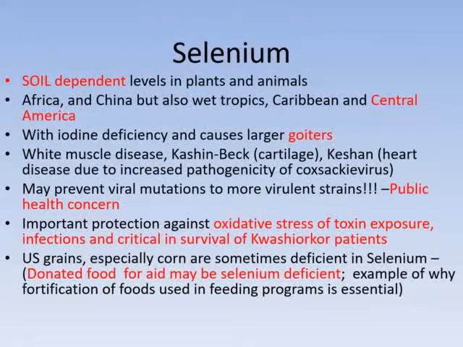Now, selenium is another micronutrient that is extremely important. It is soil dependent. The levels in plants and animals depend on the level in the soil. In Africa and China, but also in the wet tropics, the Caribbean, and Central America, there are widespread areas where selenium deficiency is a problem. Combined with iodine deficiency, it can cause larger goiters.